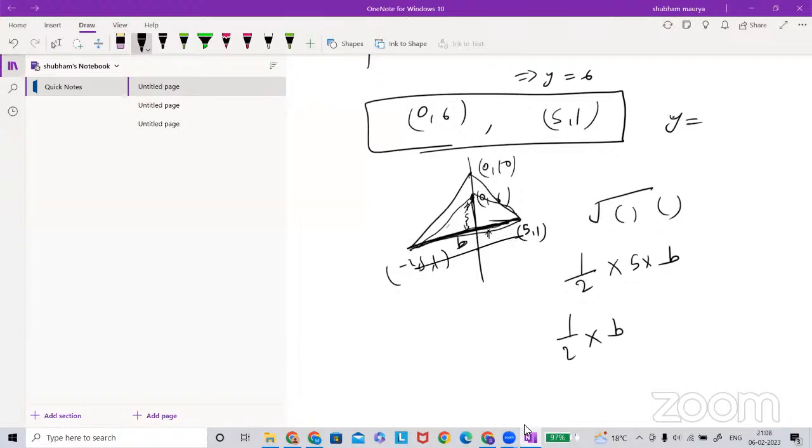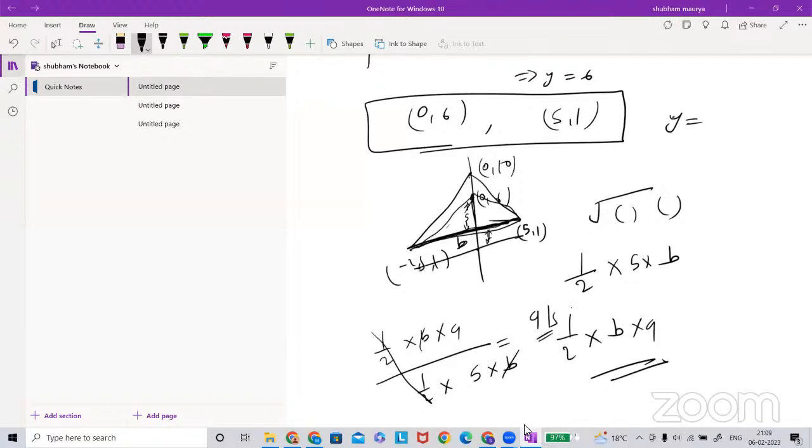This is 1 meter. 1.1 unit is here, so it is going to be 9 here. Now if you take the ratio of it, 1 by 2 into B into 9 upon 1 by 2 into 5 into B. If you cancel it out, B will cancel out, and you will get 9 by 5, which gives 1.8 also.